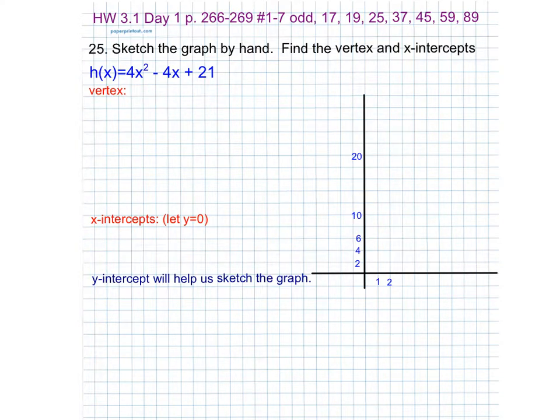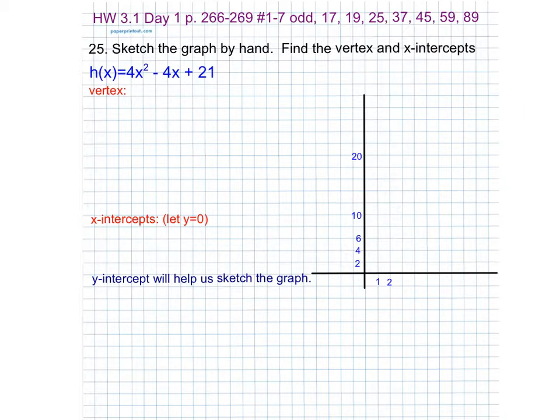This is a solution of problem number 25 from homework 3.1. We are given a quadratic function in general form, h of x equals 4x squared minus 4x plus 21, and we're asked to graph that. We also have to find some key characteristics: the vertex, the x-intercepts, and the y-intercept. And then we're asked to sketch the graph.